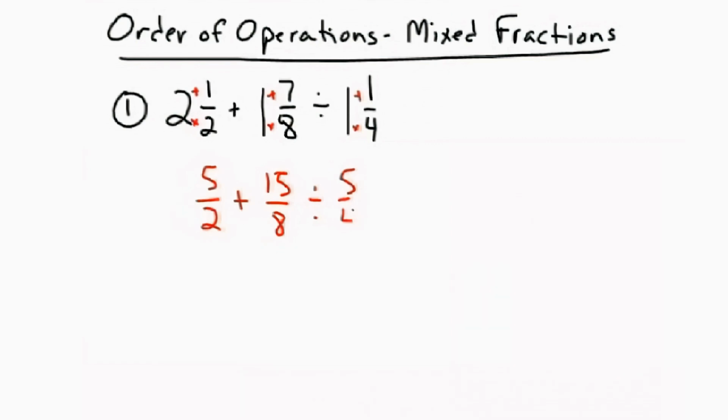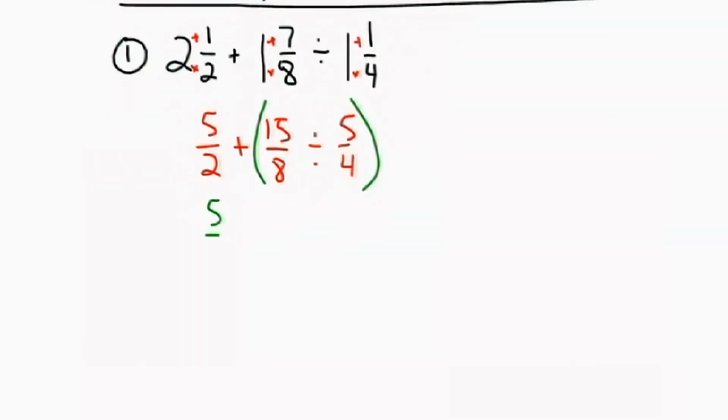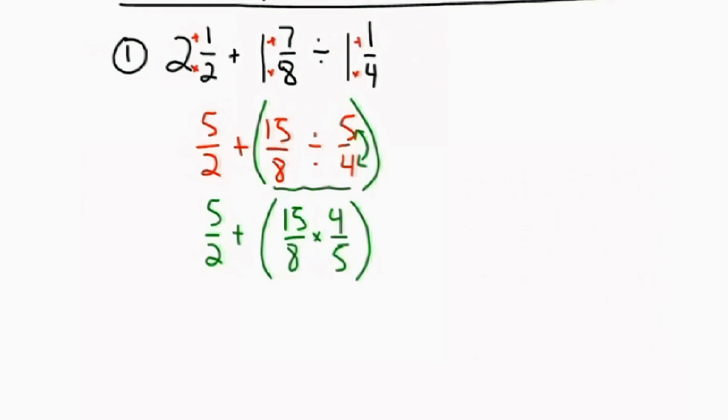And now what we have to do is remember to do our brackets first because that has a division in it. So now we get 5/2. I'm just going to write that because I'm not touching it. And now this will become 15/8 times, we change the sign to multiplication, remember, for this division, and then we flip the fraction that we're dividing by. So 15/8 times 4/5. And you're not required to cancel necessarily, but it's really nice here and it makes our numbers smaller.